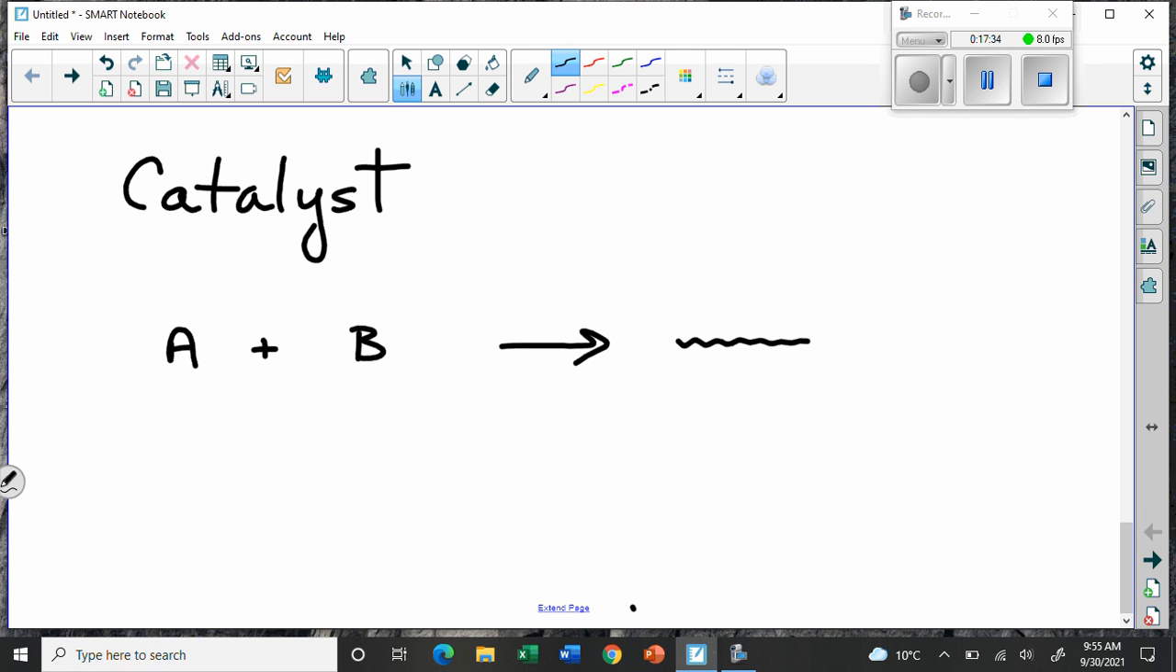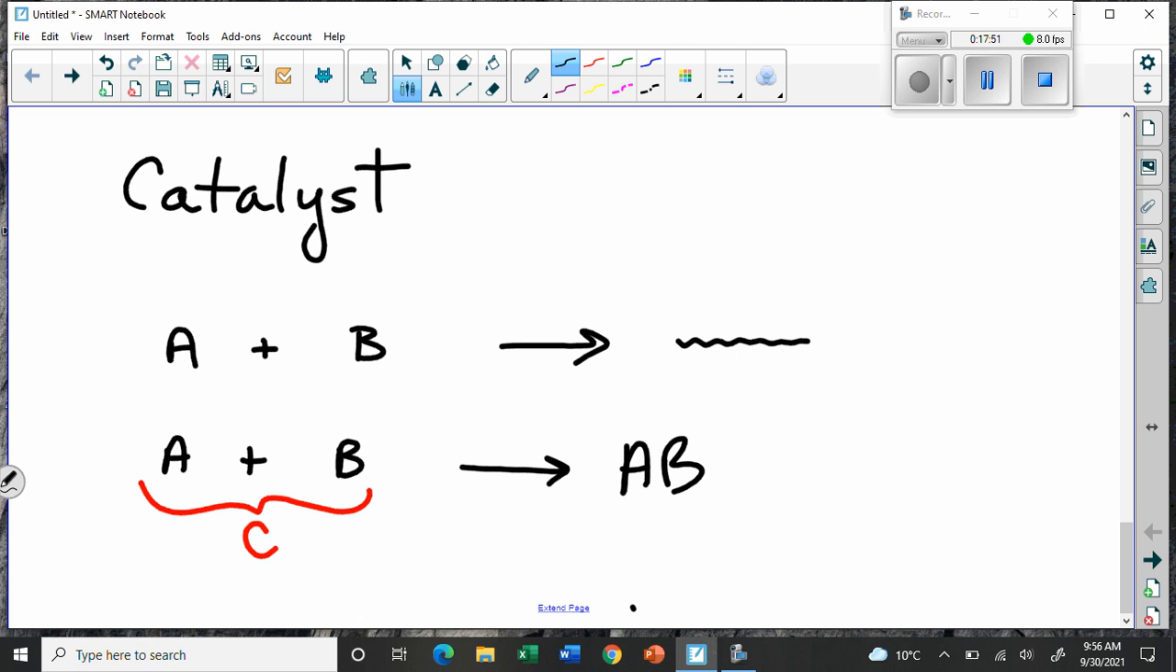But we discovered that if we take another substance, C, right? So if we take A plus B, and we put this other thing just sort of around it, call it C, all of a sudden, woo, they'll all go crazy and A, B will form like nuts. The reaction will happen. But notice there's no C over here. The C isn't involved. He just happens to be there.